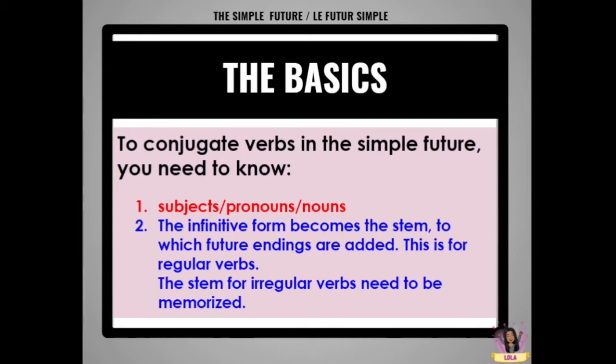So, in order to conjugate verbs in the futur simple, you need to know this. You need to know, number one, your subjects, pronouns, or nouns. And then you need to know the infinitive form, which becomes the stem to which future endings are added. And this is for regular verbs. And the stem for irregular verbs needs to be memorized. And I'm going to show you what I mean by this in case you're a little confused.